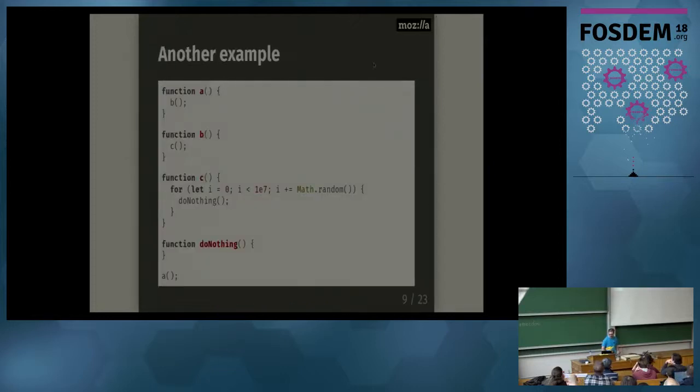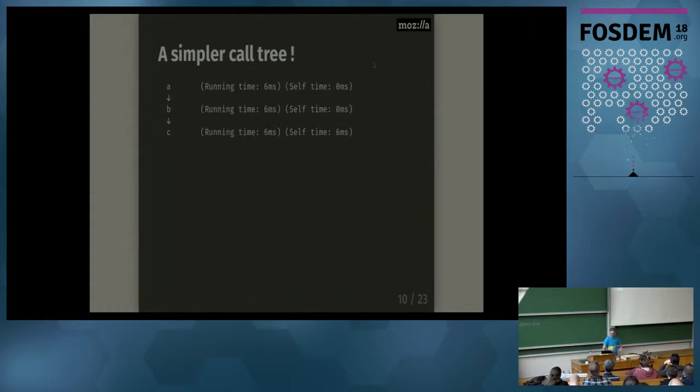So what happens if we take another example? Here, I have A, B, C. C has a loop that calls do nothing, and do nothing actually does nothing, right? So what happens here? Every millisecond, we look at what the stack is. So it's A, B, C, do nothing, okay? But actually, in the call tree, we don't see do nothing. What happens is that because we sample only every millisecond, when we call do nothing, it's between these milliseconds. The actual work is in C, because that's where the loop is.